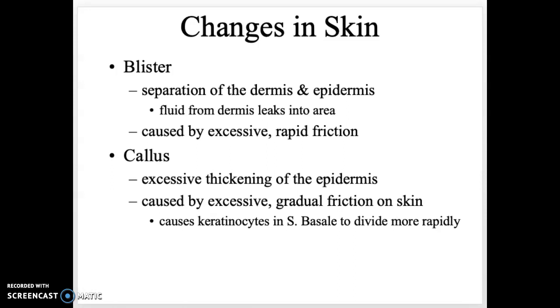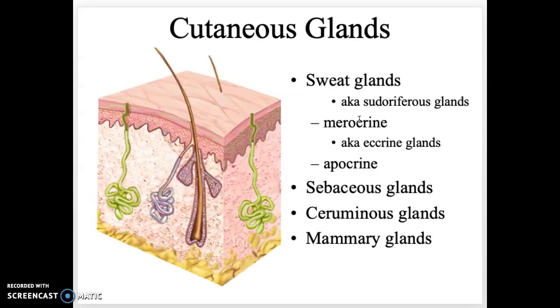Okay, so our skin can change in many different ways. The first thing here is a blister, and this happens when the dermis and the epidermis separate. Fluid rushes in, and that's why we get those fluid-filled bubbles on our skin. Calluses happen from gradual friction over time, and this causes the stratum basale cells to start dividing, and that starts to thicken the epidermis.